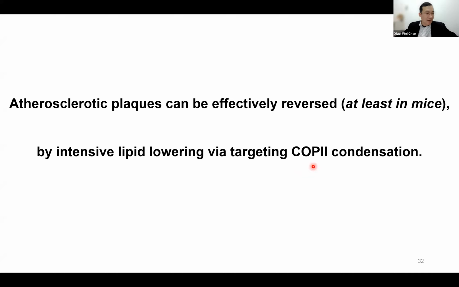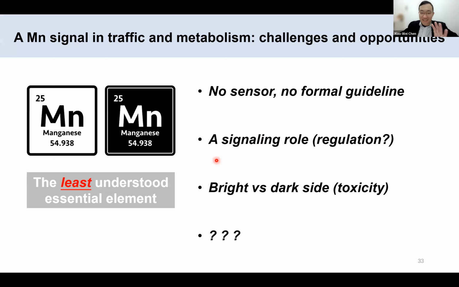But at the end, I should say that I'm not advertising that we should all eat or drink manganese. What we know now about this element is interesting enough, but perhaps what we don't know is even more interesting, because in the field manganese was considered the least understood essential element. So far, there are really no good sensors. Even in humans, there's no formal guideline for how much we should take, because it was all considered a passive requirement for enzymes, and manganese deficiency is extremely rare. So we just need to take the basal amount. Now we're proposing that it has a completely different, very active signaling role.